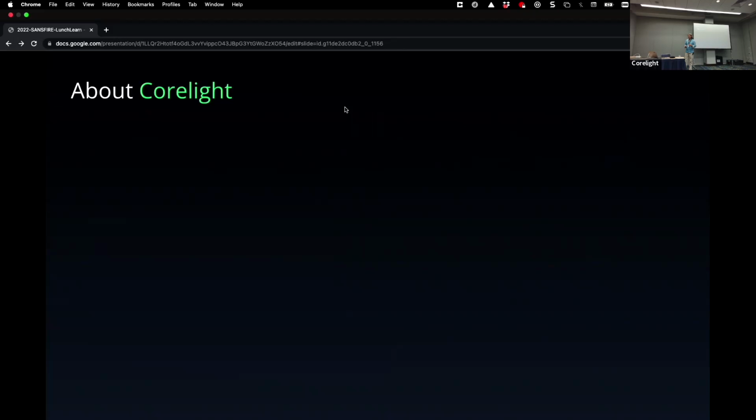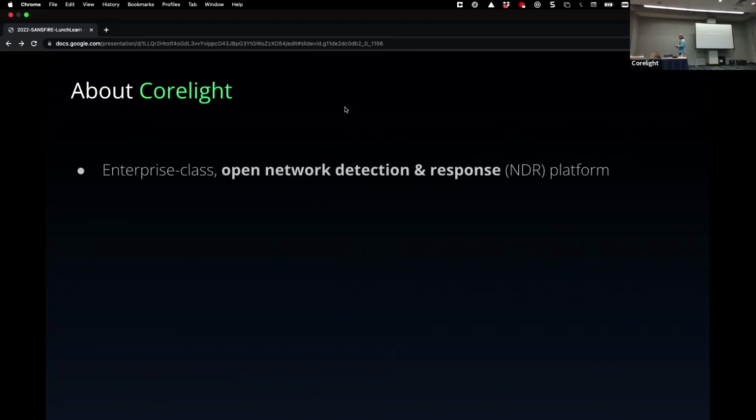Corelight is an open NDR platform. And what do we mean? That's part of what Gartner calls the SOC visibility triad, where you have your endpoint.